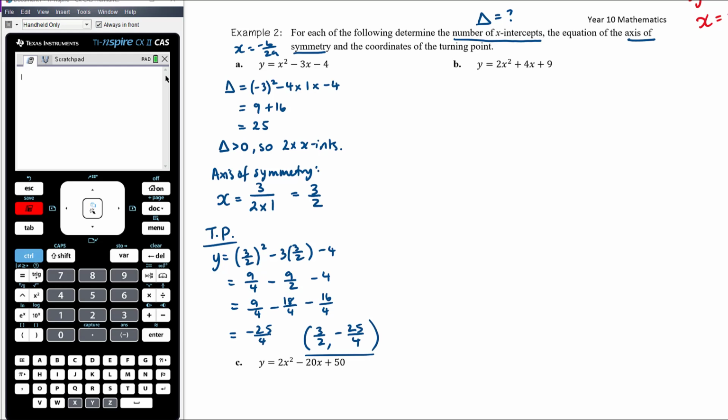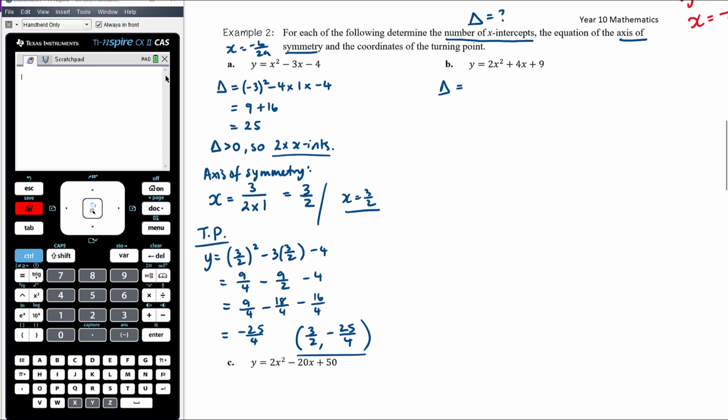Turning point, axis of symmetry, and 2 x-intercepts. Okay, part B. Let's find our discriminant first for the number of x-intercepts. So b squared, which is 4 squared, minus 4 times a, which is 2, times c, which is 9. So we're going to have 16 minus 4 times 2 times 9, which is 72. So we have negative 56. So discriminant is negative. So we have no x-intercepts.